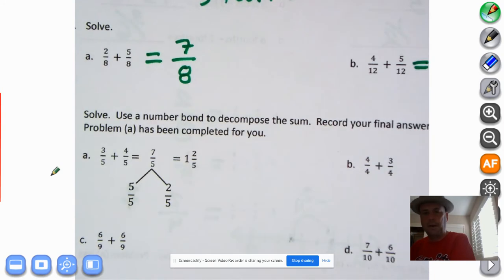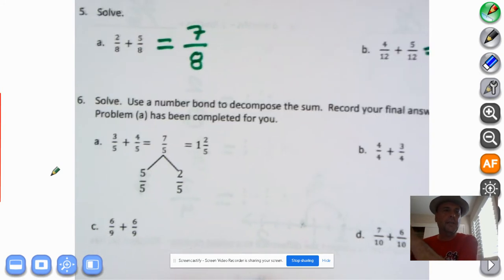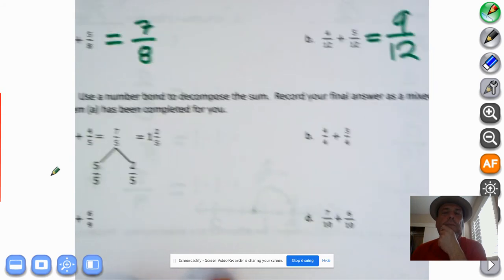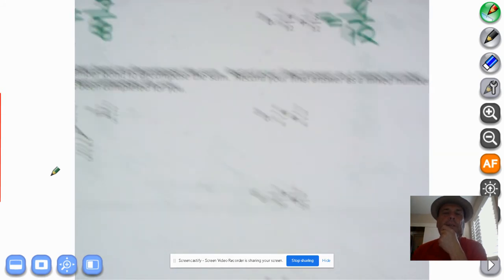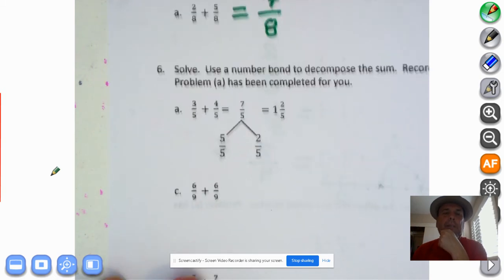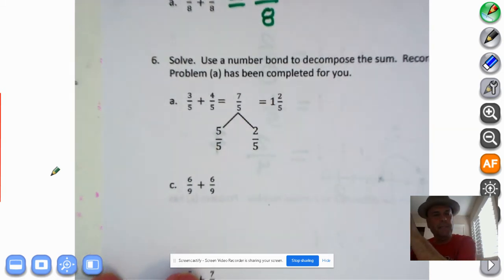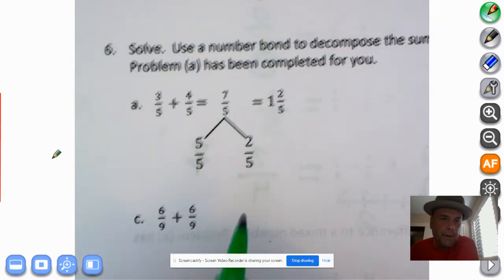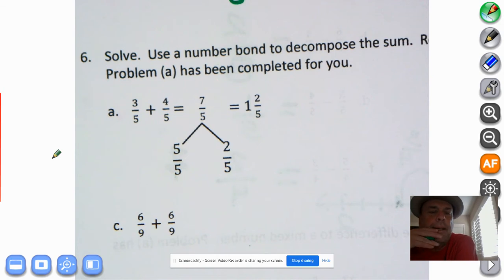Let's continue our march on fractions. So solve using number bond to decompose the sum. Record your final answer as a mixed number. Problem A has been completed for you. Well, isn't that nice of the people of Eureka to complete problem A for us? So here we have an improper fraction. And it's 7/5, right? 3 plus 4 is 7. The 5 remains the same, the denominator.